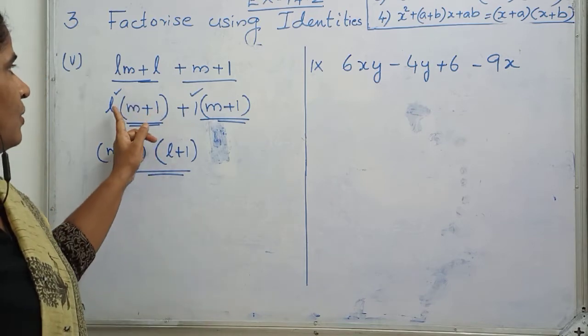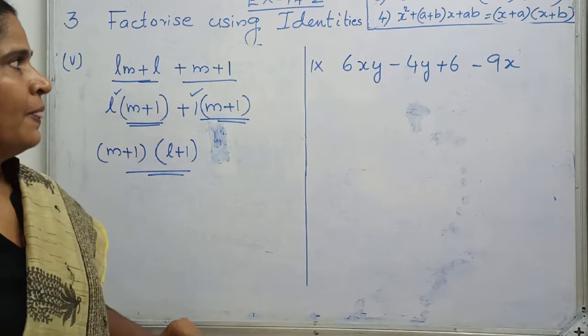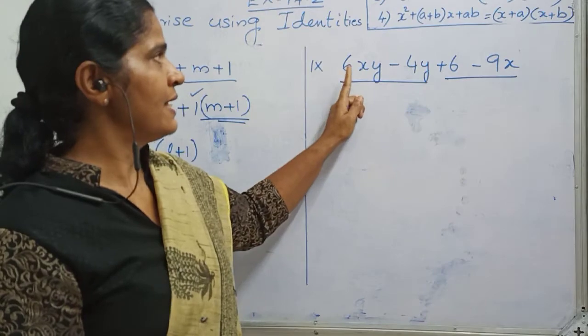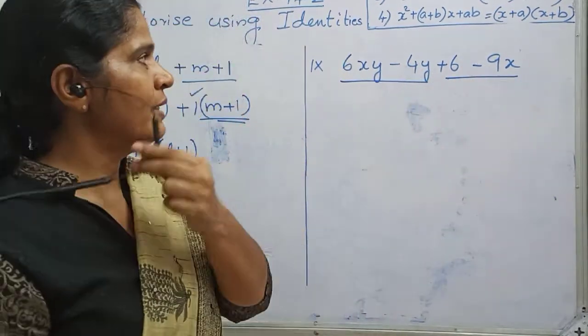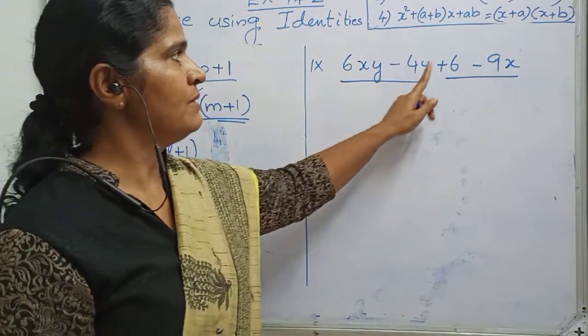Using common factor method only. Next question is 6xy minus 4y plus 6 minus 9x. How can it be grouped? There are 4 terms in it.